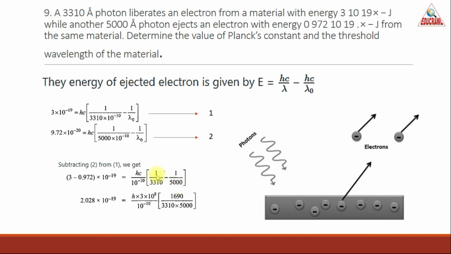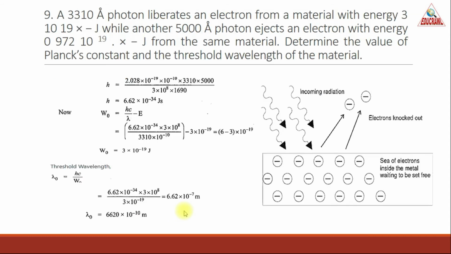So we have to cross multiply, hence we get 2.028 into 10 power minus 19 is equal to h into 3 into 10 power 8 divided by 10 power minus 10 into, when you do the cross multiplication, we get 1690 divided by 3310 into 5000.